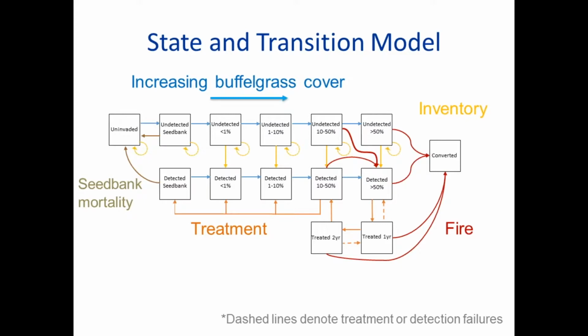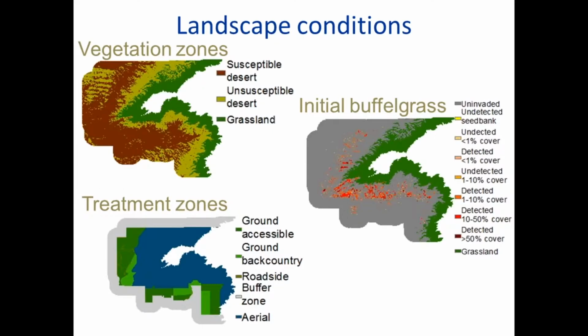So this is the basic state and transition model that we used. We did divide the landscape into vegetation zones. These were our main strata, and they consisted of what we called susceptible versus unsusceptible desert. This was based on a habitat suitability model for bufflegrass, where the susceptible desert is where the model predicted that bufflegrass could survive. And then you'll also notice there's a third class there called grassland.